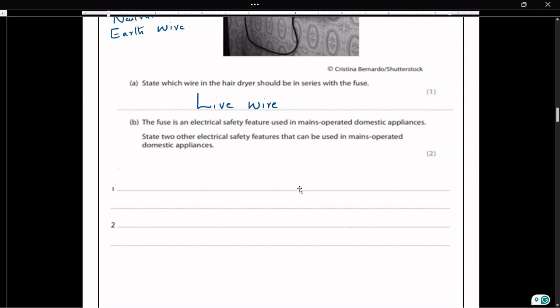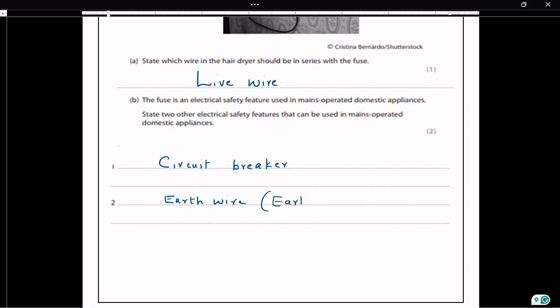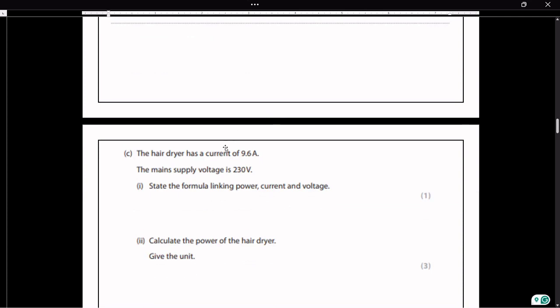Now the next part of the question, the fuse is an electrical safety feature. State 2 other electrical safety features that can be used in mains operated domestic appliances. So one is, just like the fuse, we have the circuit breaker, and another one is the earth wire, or we can say earthing. Let us see the next part of the question.